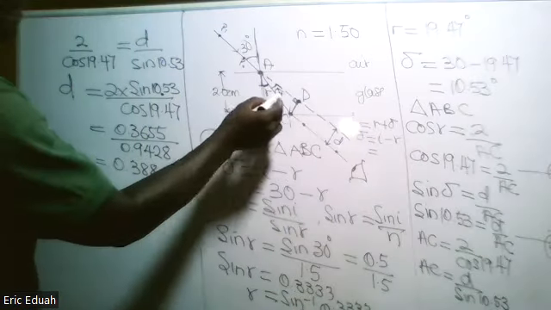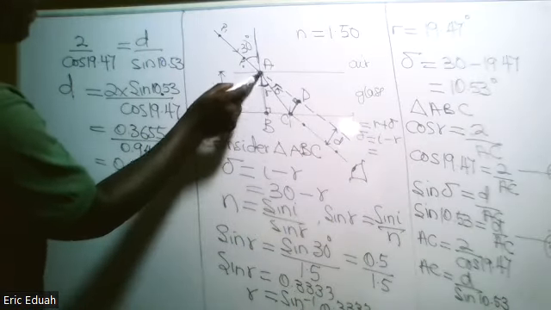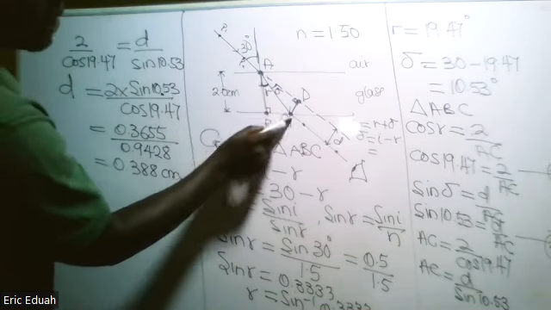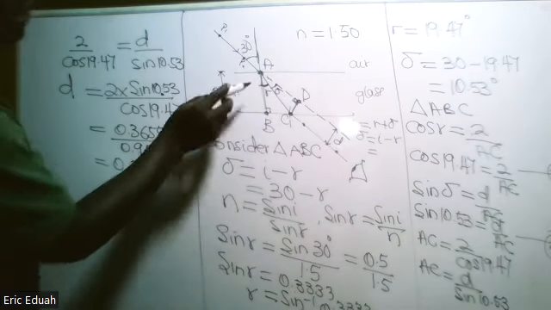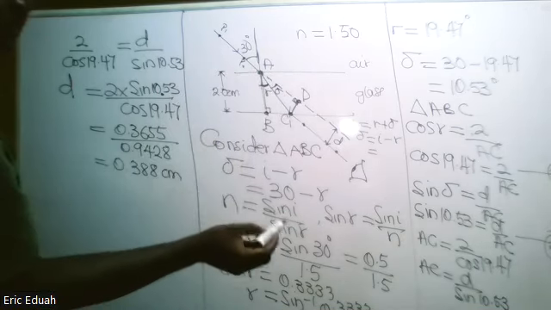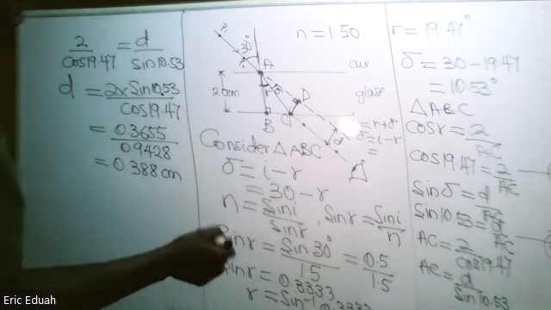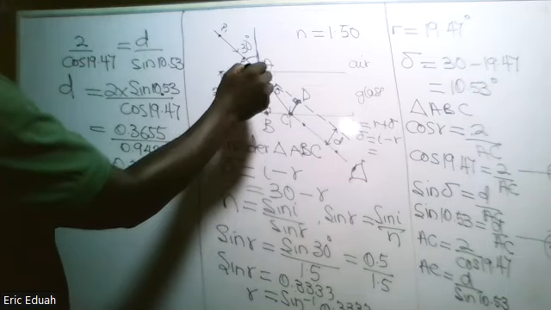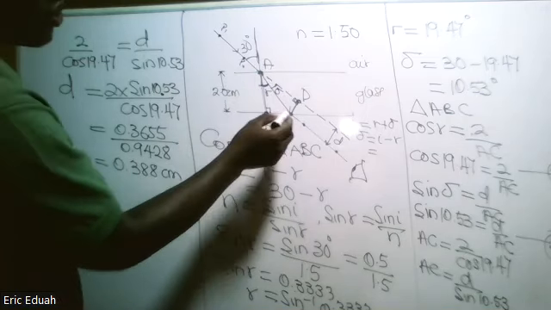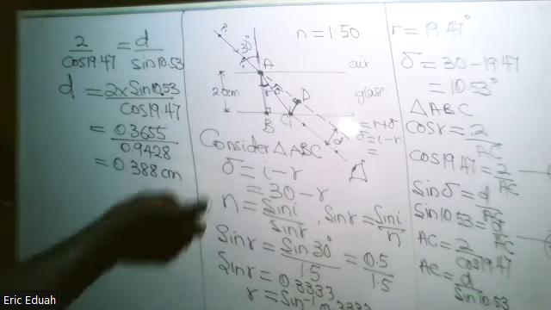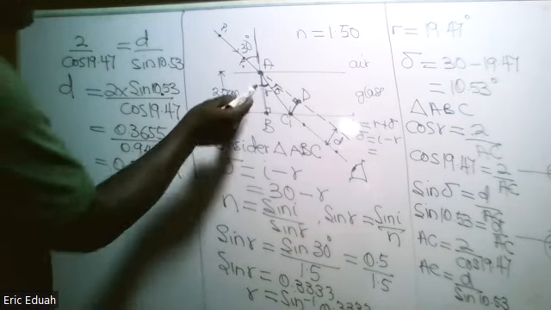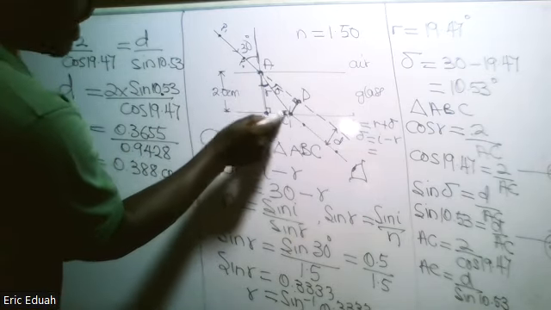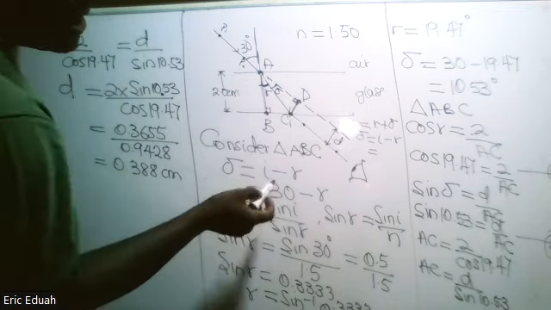Once you have R and D, this is a right angle triangle. This is also a right angle triangle. When you consider triangle ABC, cos of R will be equal to the adjacent over the hypotenuse. Here, all that we are doing is that we don't know the hypotenuse. If we find the hypotenuse, you can easily find D.